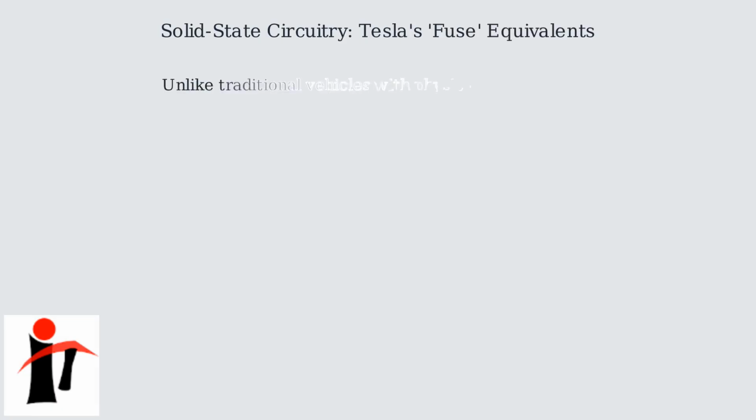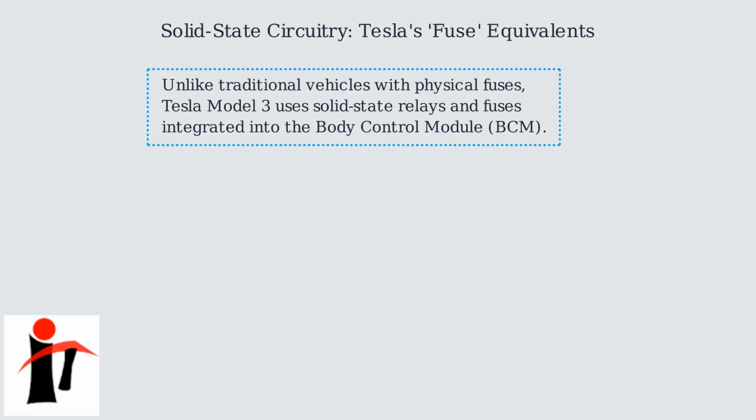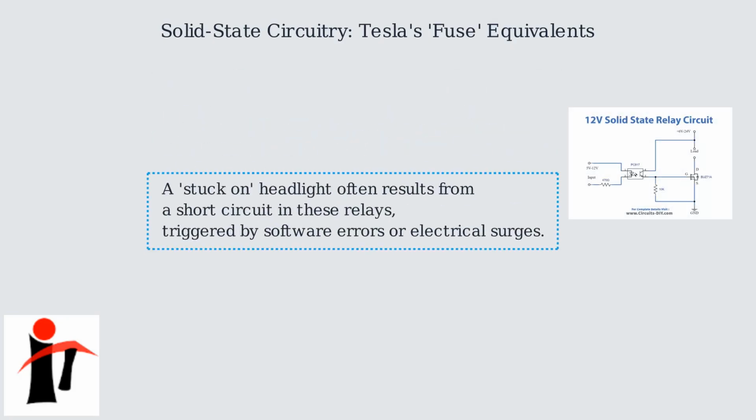Tesla vehicles replace traditional fuses with solid-state relays and fuses integrated into the body control module, or BCM. These electronic components handle power distribution more efficiently than mechanical fuses. A common issue like headlights stuck in the on position often stems from a short circuit within these solid-state relays. This can be caused by software glitches, electrical surges, or voltage spikes in the vehicle's system.